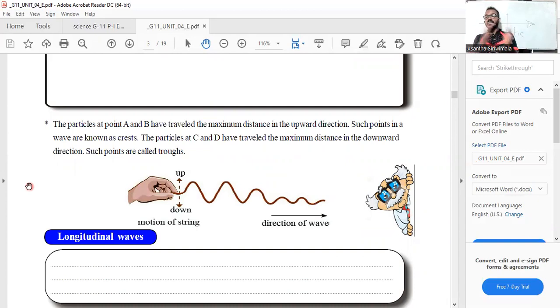Again, the same thing can be observed with a rope which is tied at a certain place and moved up and down. So that is the information regarding the transverse waves. We'll continue the lesson in the second video with the longitudinal waves. This is the end of the first section of the lesson.